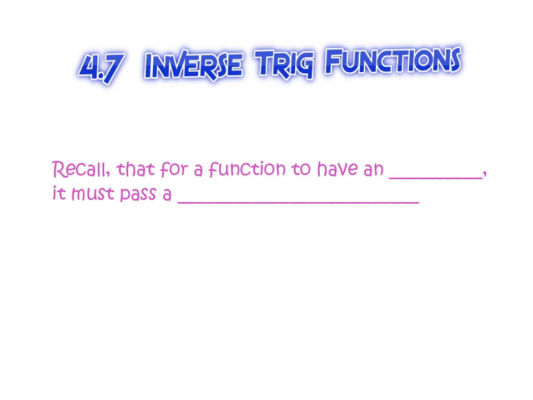Recall that a graph can be a function, but only if it passes a vertical line test. And for a function to have an inverse, then that function's going to have to pass a horizontal line test. So you look at a function, and if it will pass a vertical line test, it's a function. If it will pass a horizontal line test, then its inverse is also a function.